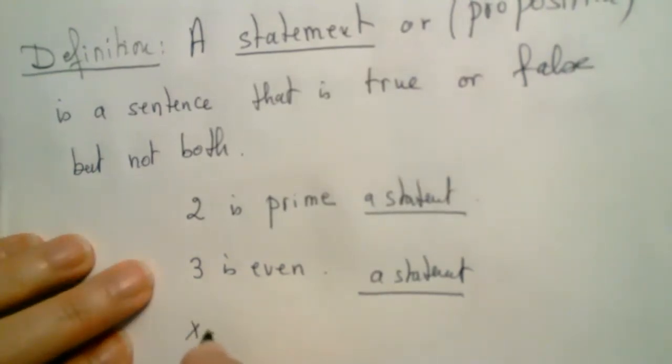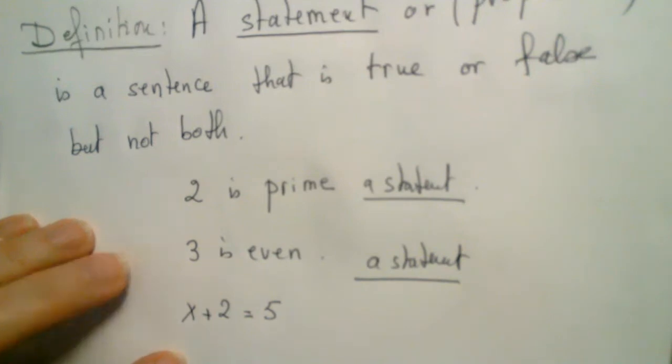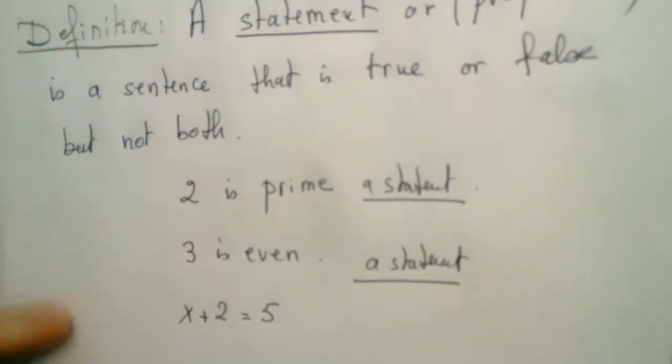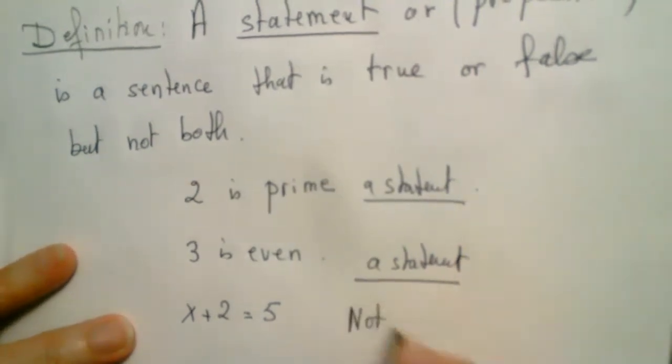X plus 2 equal to 5. Is this a statement? No, because you cannot tell me what is true or false. It depends on X, but I'm not giving you any info about X. So is this a statement? Absolutely, that's not a statement.